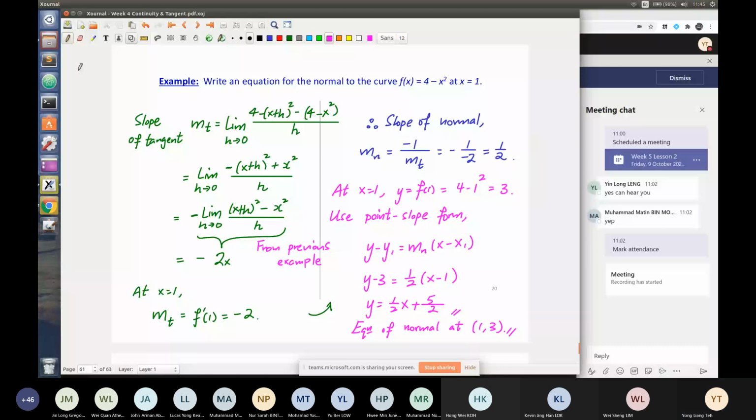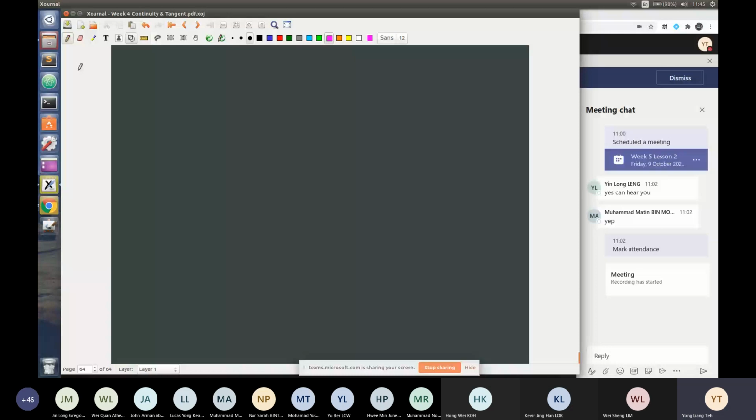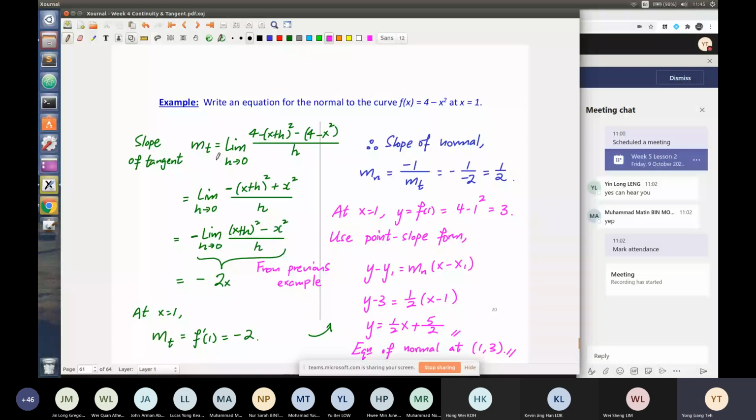Looks good. So let's move on. Okay, so key concepts and summary, right? Basically, I just leave you to go through yourself, right? So we are done with finding the slopes of tangents and normals.